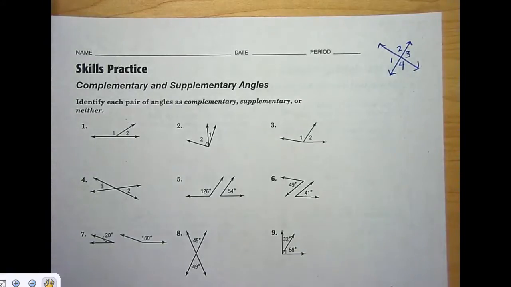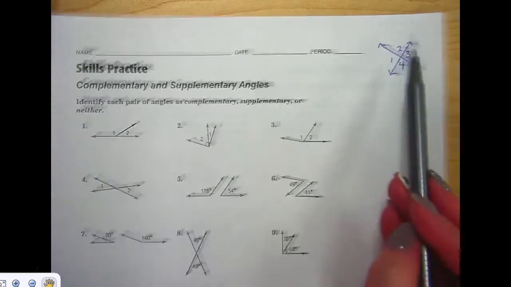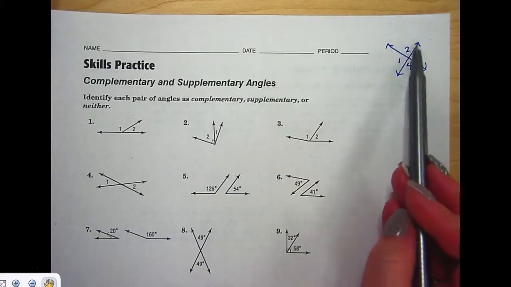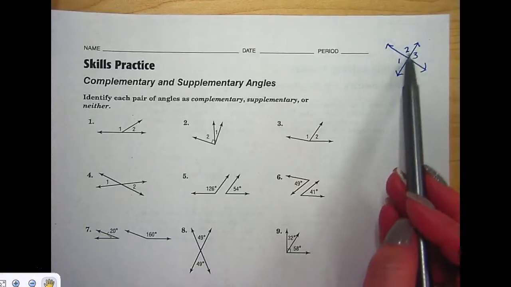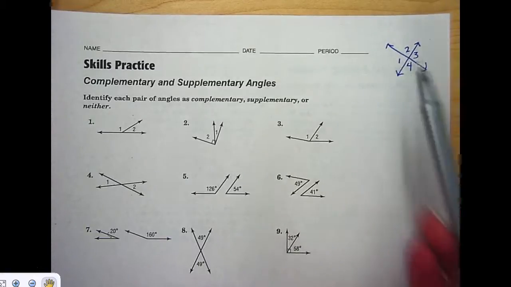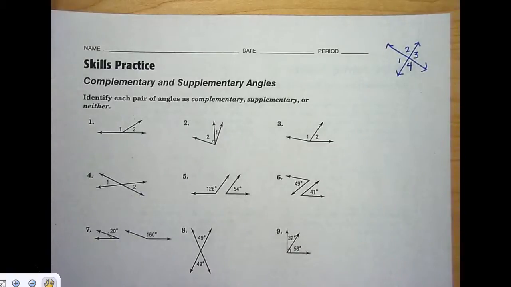Yes. 2 and 3 are adjacent. Why are they adjacent? Raise your hand if you can tell me why 2 and 3 are adjacent. They're right beside each other. They're next door neighbors. They share a common side and they share a vertex. Are they congruent? Who knows what congruent means? Camden?